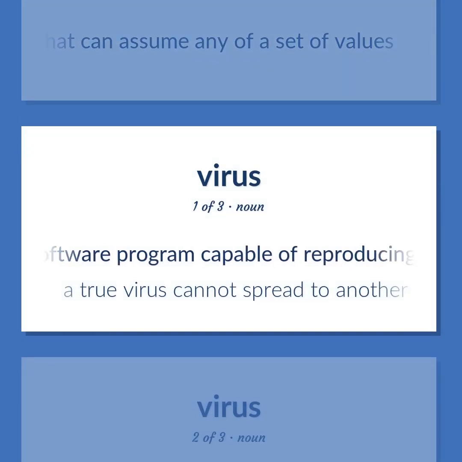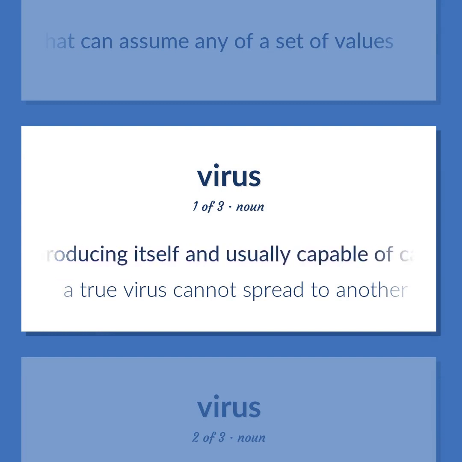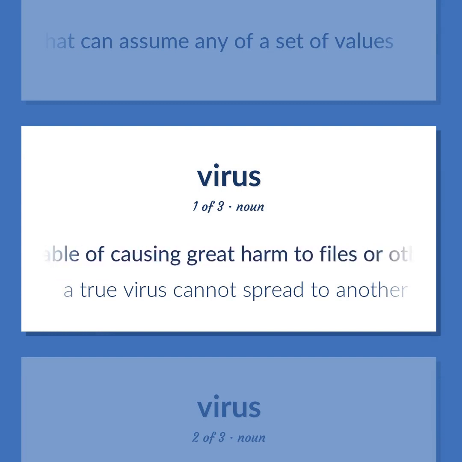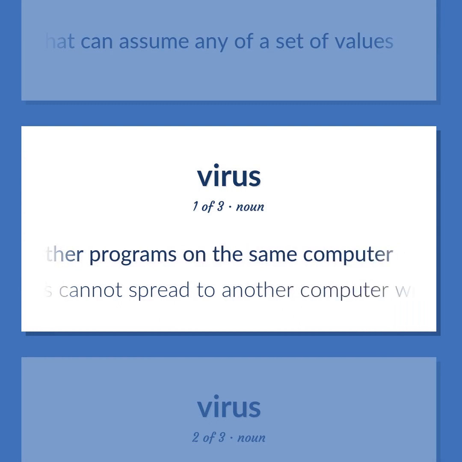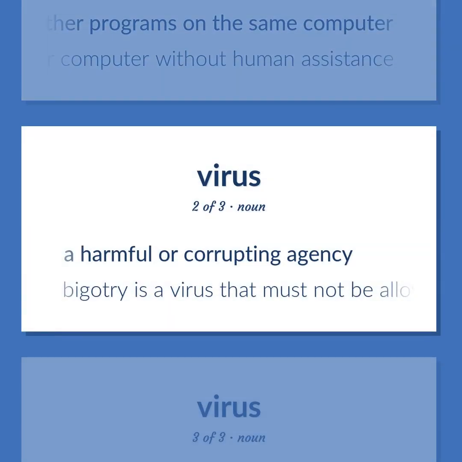A software program capable of reproducing itself and usually capable of causing great harm to files or other programs on the same computer. A true virus cannot spread to another computer without human assistance. A harmful or corrupting agency. Bigotry is a virus that must not be allowed to spread.